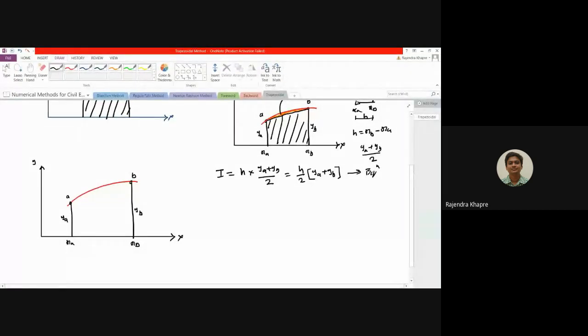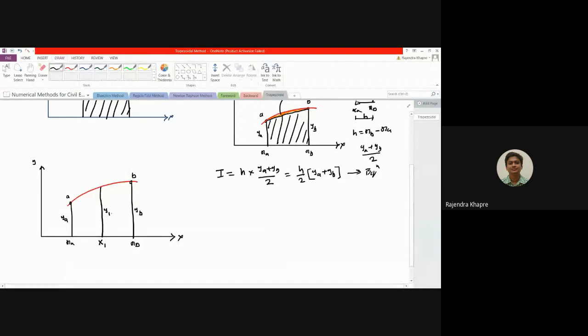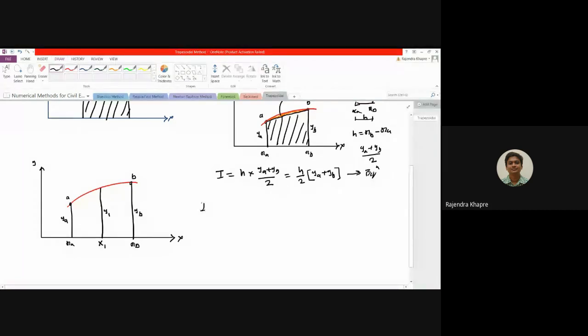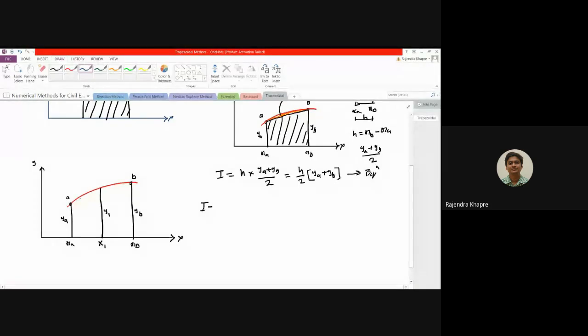Okay, so now what we are going to do over here is take one intercept which is exactly between xa and xb. It is exactly at the center. So I'm going to take one more point over here. Let us call this x1, so the corresponding value will become y1. Now if you want to calculate the integration, in this case we are going to assume a straight line relationship from this point to this point, and another straight line relationship from this point to this point.